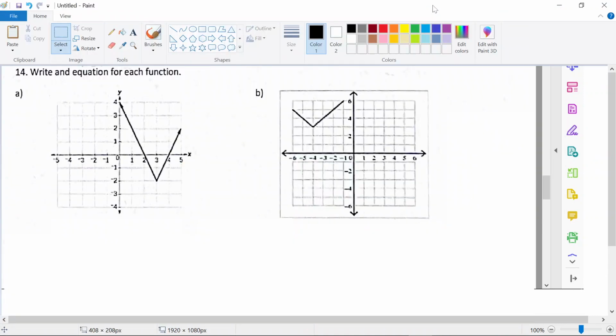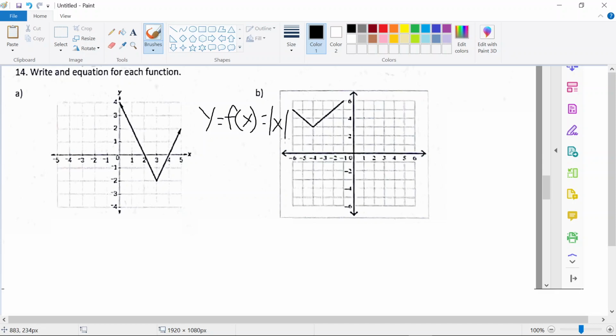Write an equation for each function. I think it should be "write an equation for each function." Both of those, you have to know parent functions in order to be able to do this. Both of those are absolute value functions. So this is the absolute value parent function, y, you might call it f of x, equals absolute value of x.